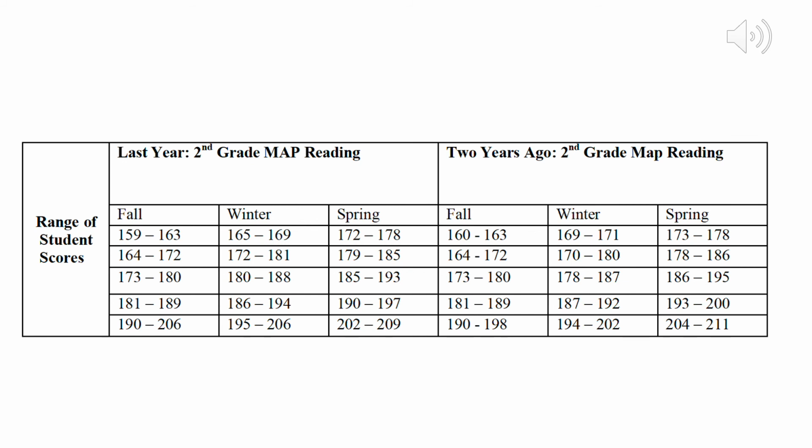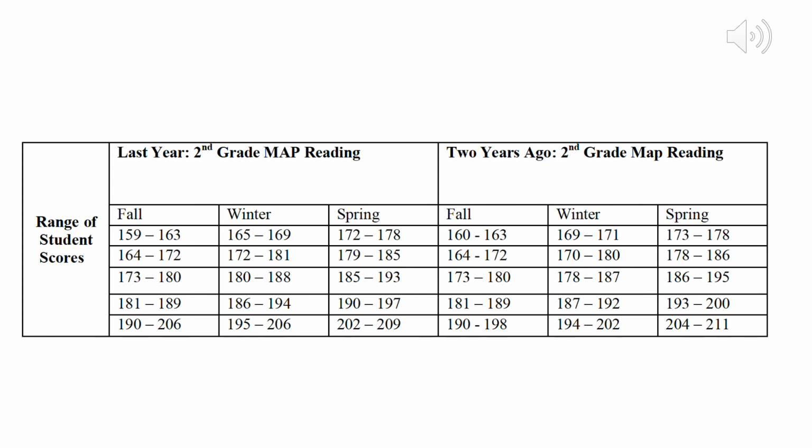So the student who made a 164 and now makes a 179, we can actually say they scored 15 points better. Okay? For our students who were higher in MAP, so they scored a 190 in the fall, they typically were scoring like a 202 to 209. So they were increasing about an average of 12 points as well.